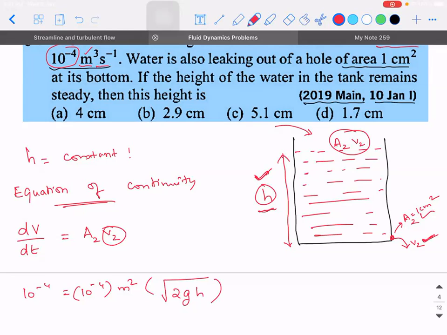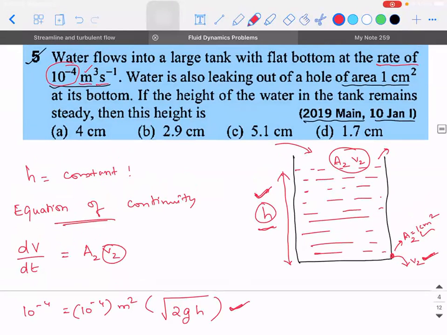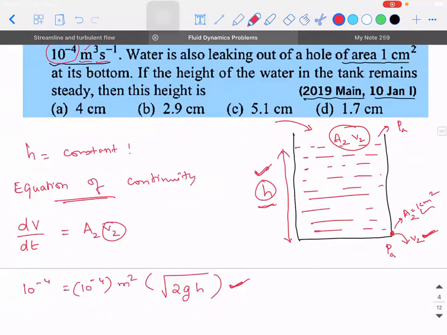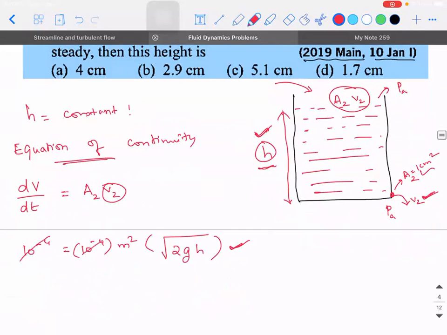One more important point to be noted here is I could use this formula because the top portion is also exposed to atmosphere. So here also the pressure is atmospheric pressure. Here also it is atmospheric pressure. Only then you can use it. So 10 power minus 4 cancels out. Meter cube per second, so meter square is gone.